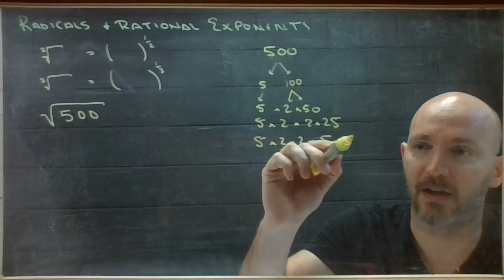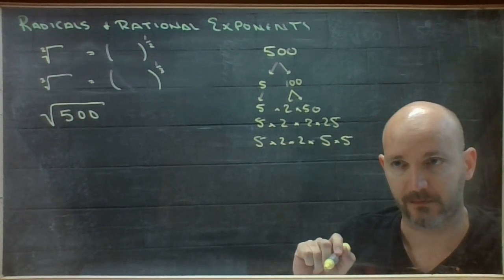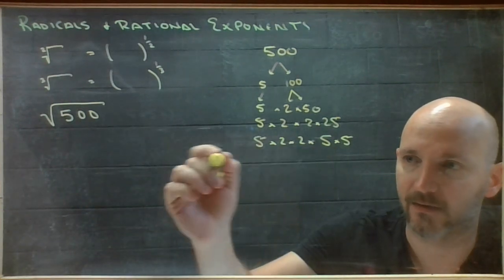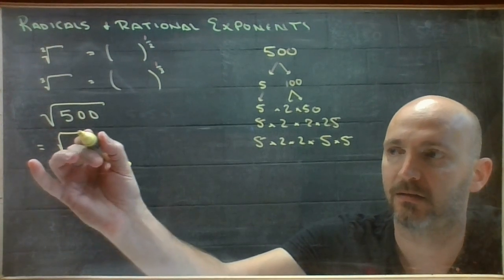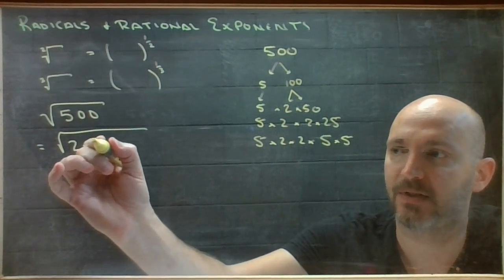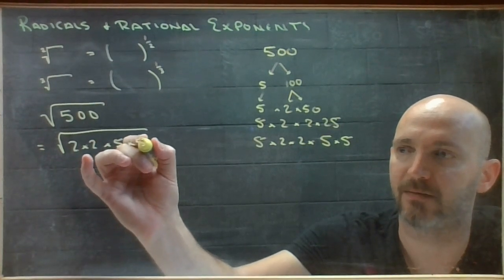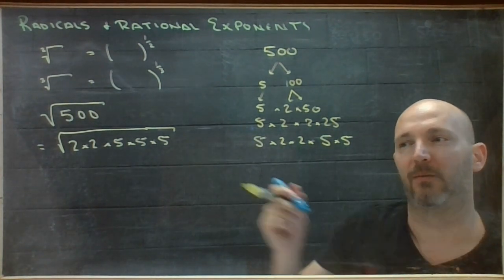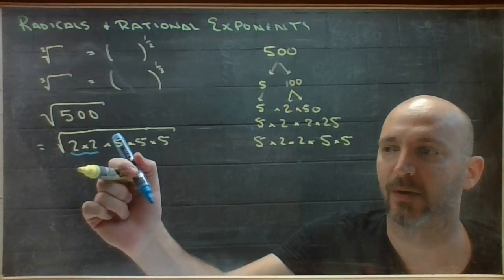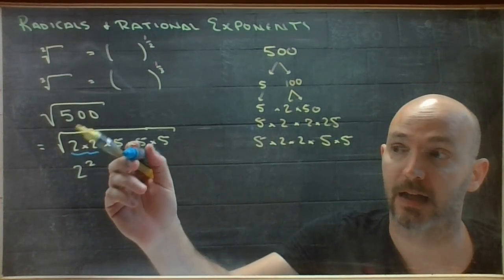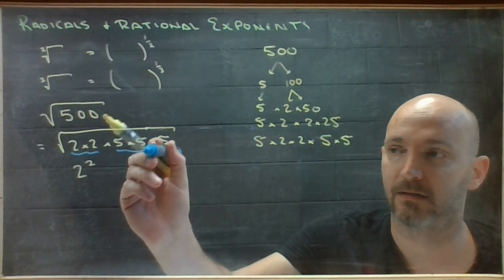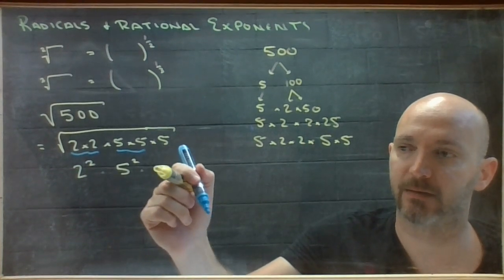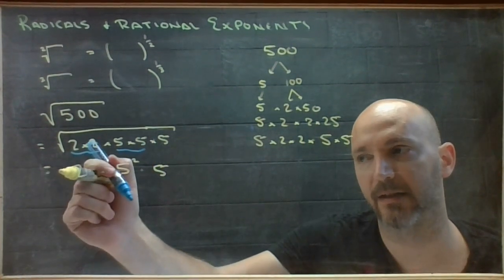5 times 5. So if I look at this here, I'm going to replace 500 with this horrible string of numbers here. 2 times 2 times 5 times 5 times 5. Well, I can write this as 2 squared. And I can write this as 5 squared. And then I have this extra 5 kicking around. And all that is still inside a radical.